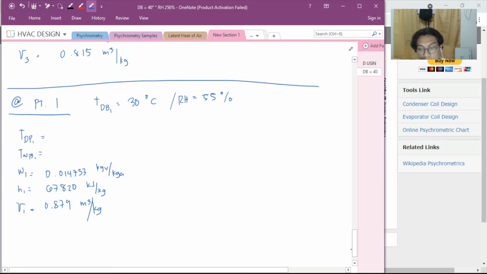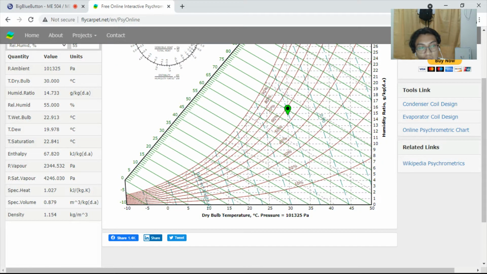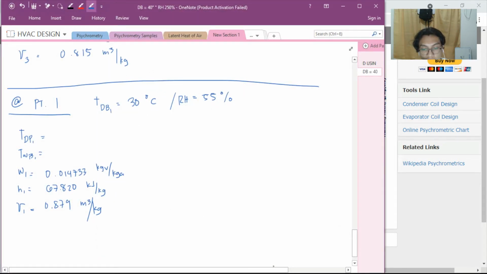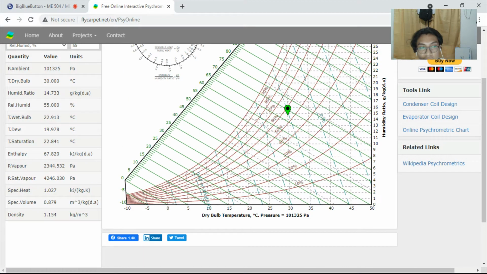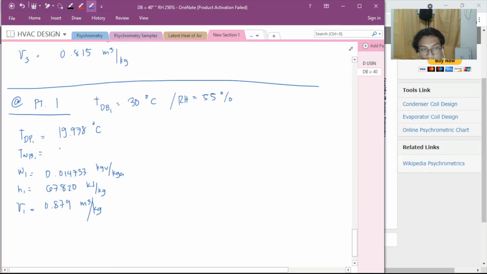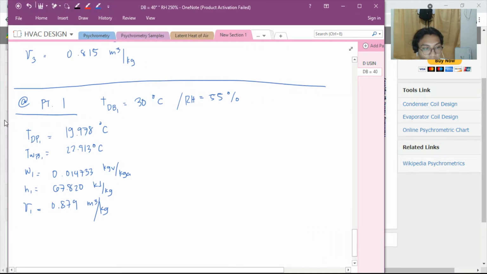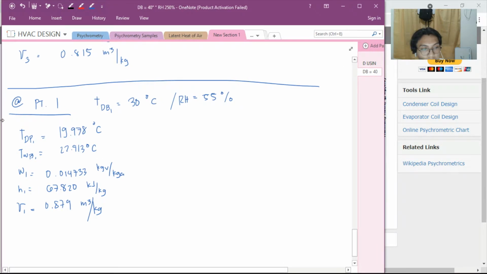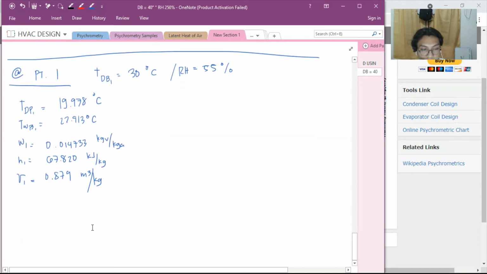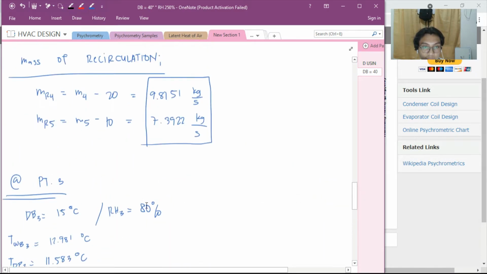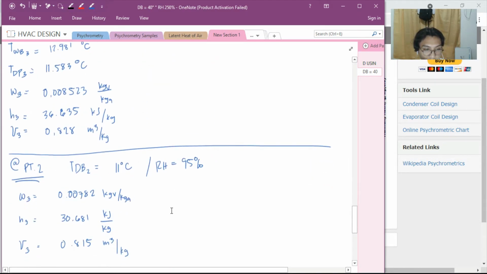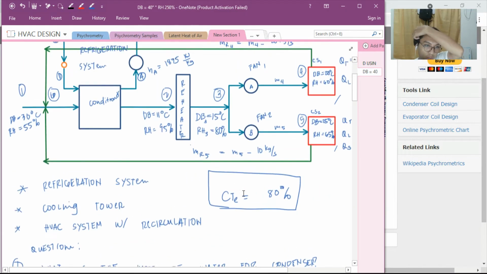Yan. And then, dew point and wet bulb, 19.978 degrees Celsius. Wet bulb 1, that is 22.913 degrees Celsius. So, nakuha na natin lahat ng points from 1, 2, 3, 4, 5, and 6. So, nakuha na rin natin yung masses. What better way for us to see is get natin yung all of the masses.